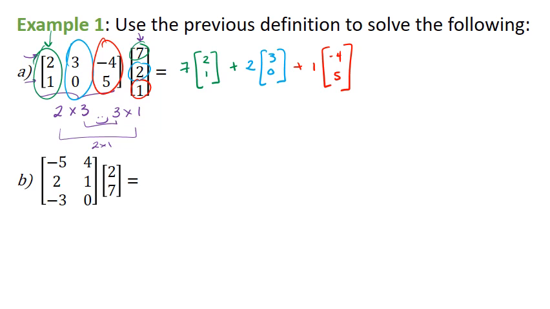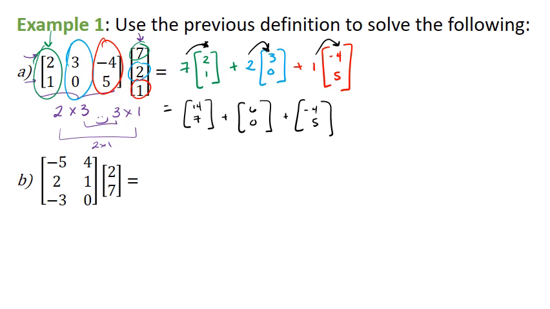Okay, well, applying the information we learned in the previous section, these are all scalars, so I'm just going to multiply them. So this becomes 14, 7 plus 6, 0 plus -4, 5, and then adding the corresponding entries, I end up with the matrix 16, 12. Excellent. Go ahead and pause this and see if you can do the next one.